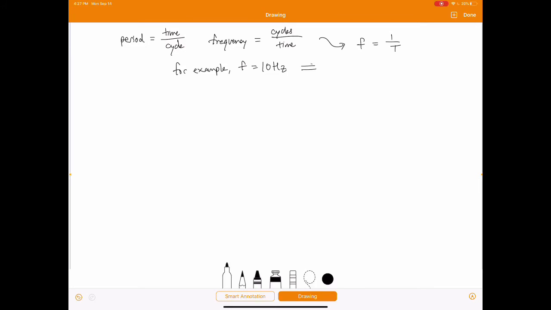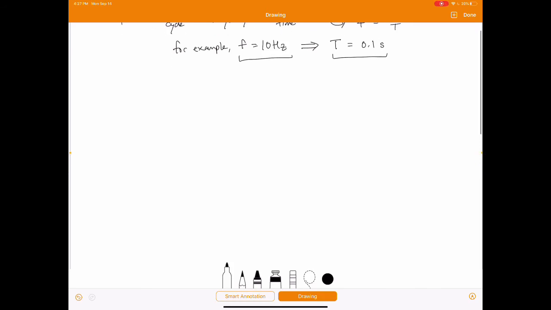That would imply that the period is the inverse of that, so 1 over 10, or 0.1 seconds. So if it takes 0.1 seconds to complete a cycle, that's what the period is, then we're operating at 10 cycles every second, or 10 hertz. Okay, that's the relationship. Okay, next.